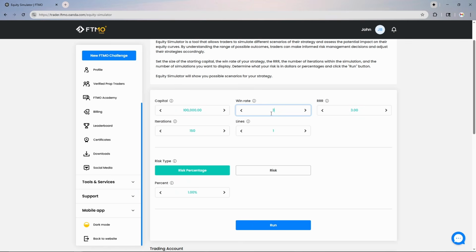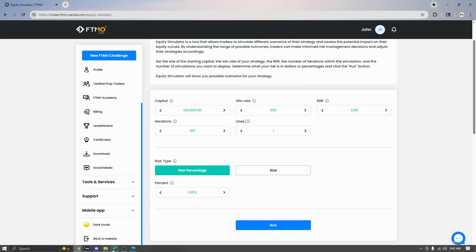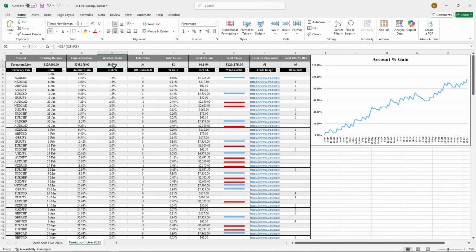We're going to put a win rate of about 39% and a fixed risk to reward ratio of 3RR. Now, 39% is just derived from my current actual win rate on my live trading journal. And I will admit this is typically higher than most of my backtested data. But nonetheless, we are going to use that value anyways.